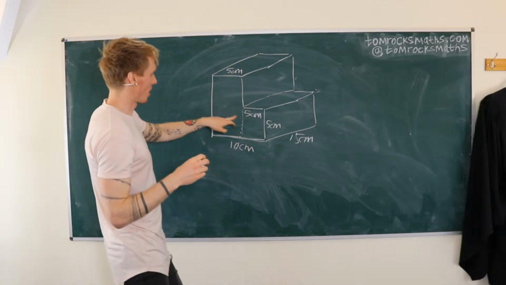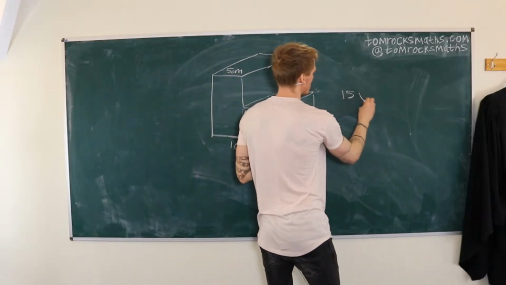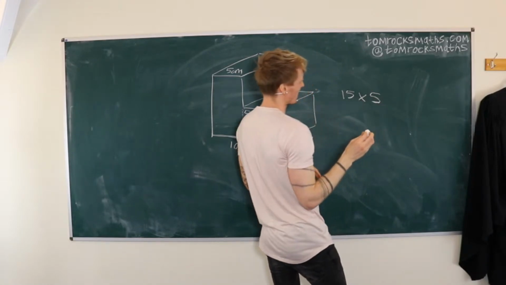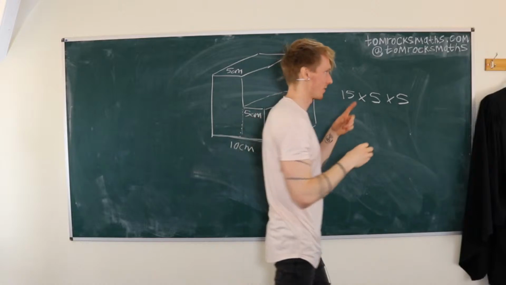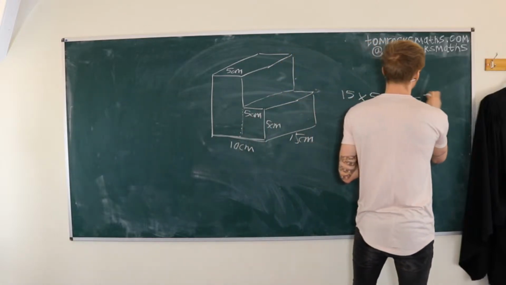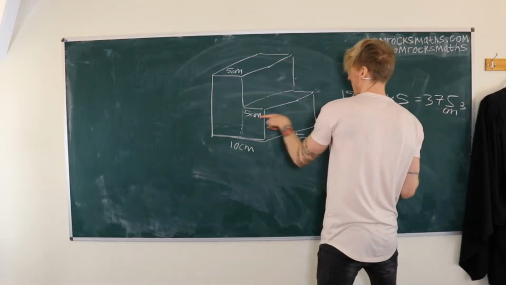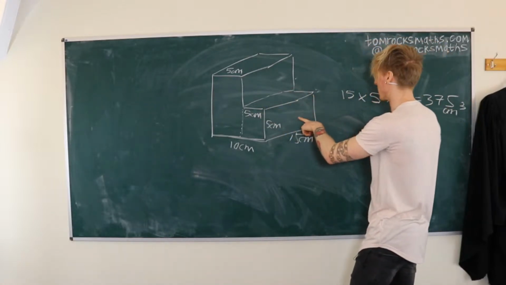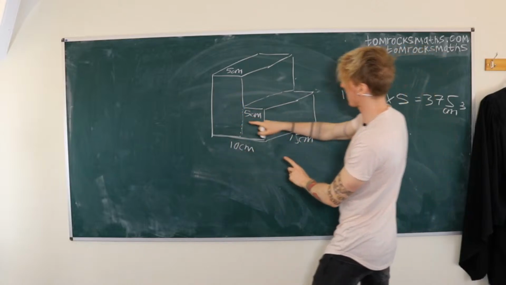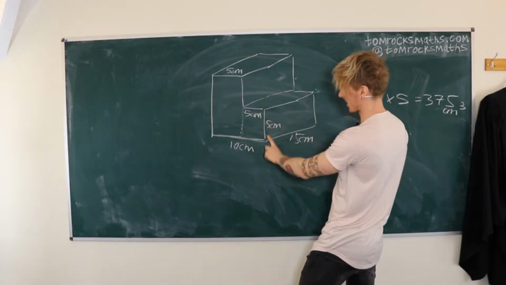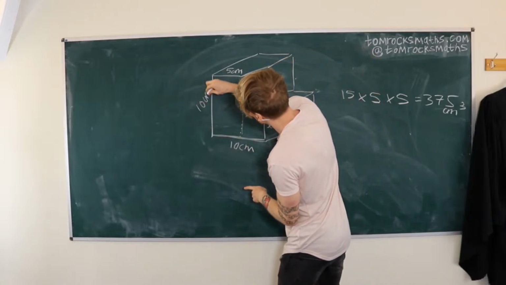So what we've got then is the smaller one, which is 15 times 5 times 5. So 15 times 5 is 75, times 5 again is 375 centimeters cubed for this front cuboid. And then the back one, this will have a height of 10 because we're saying the steps are regular, so 5 and then 5. So this height would be 10.